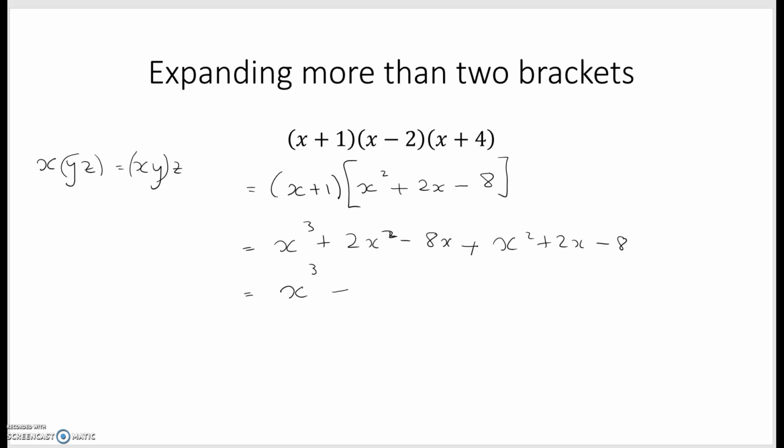Tidy it up if we can, no x cubed other terms, 2x squared plus x squared would give us 3x squared, minus 8x plus 2x would give us minus 6x, and then negative 8. So it's no harder. We could do 4 brackets. We just have to start off by doing them 2 at a time and then consistently multiplying by yet another bracket.